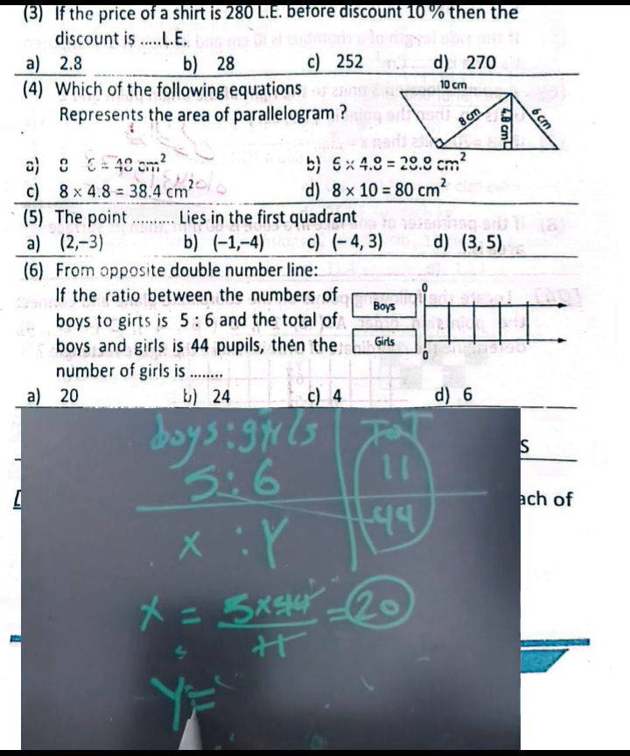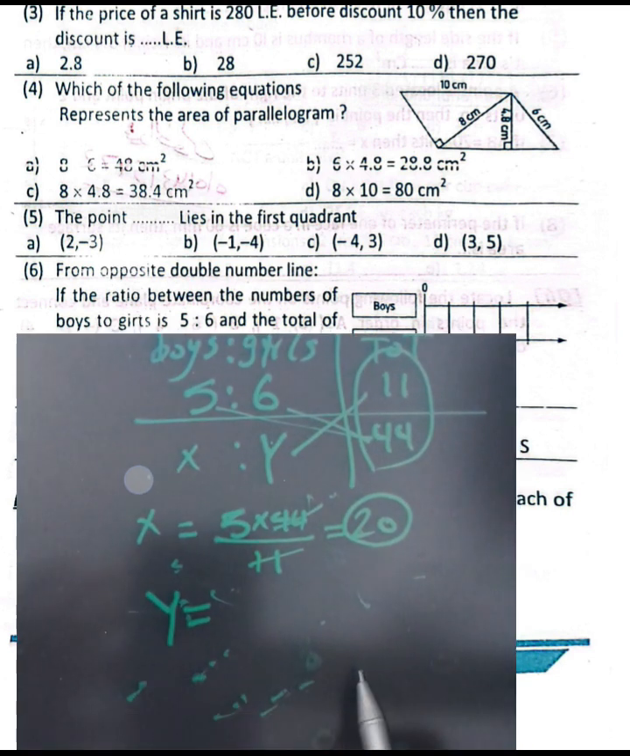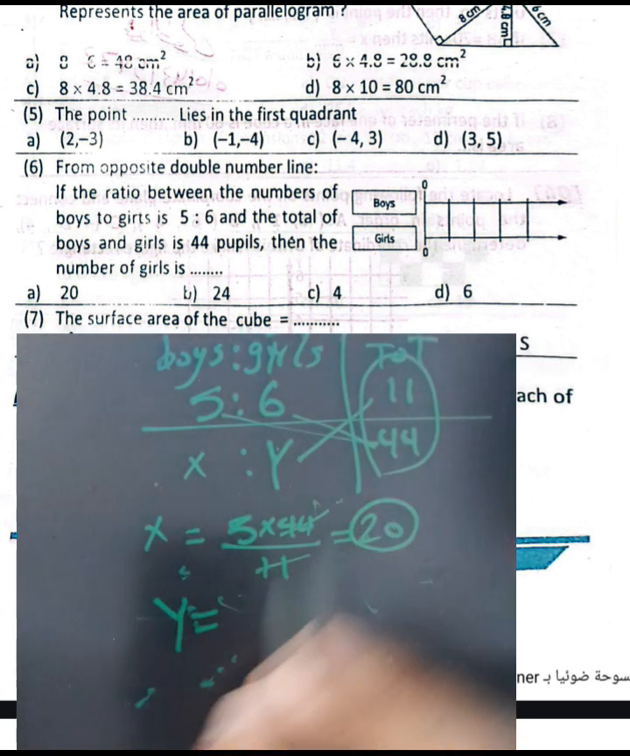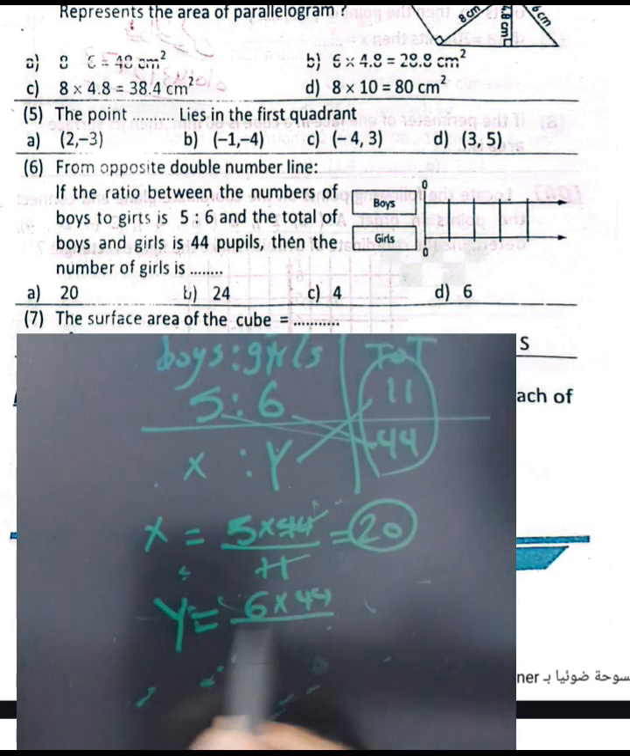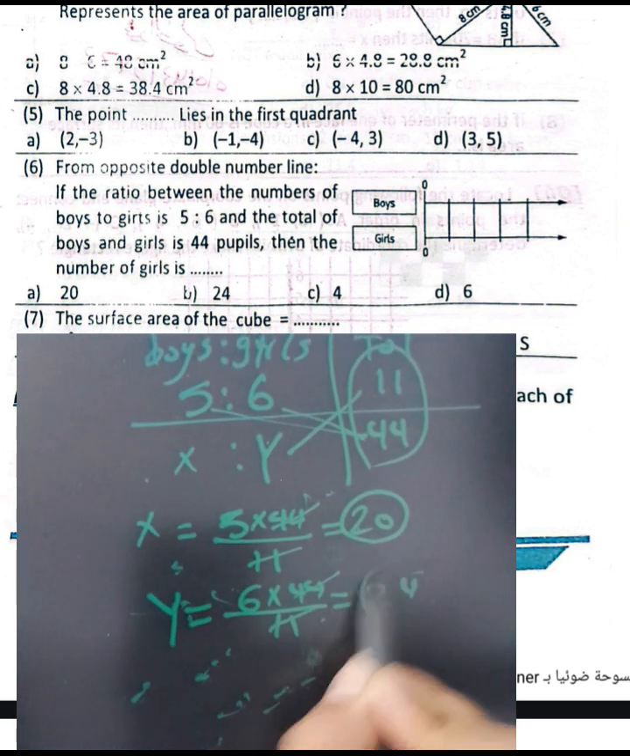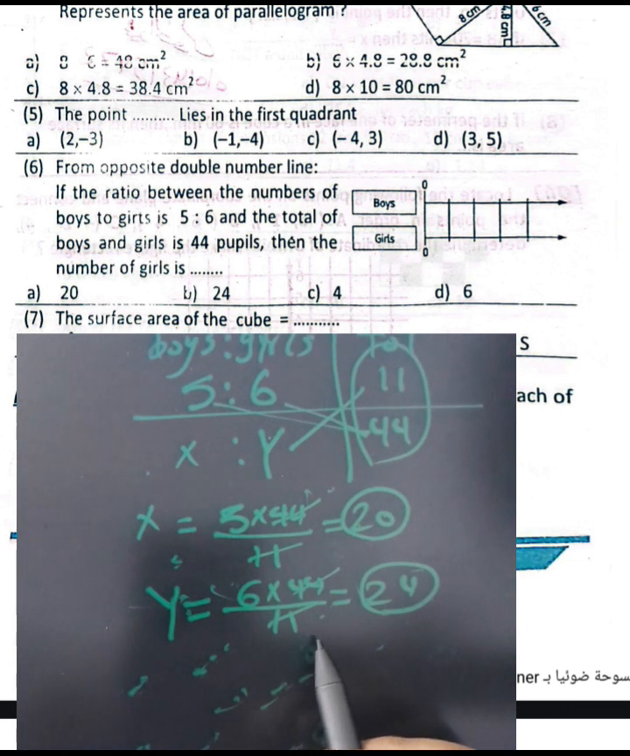And the value of y, the number of girls, will be 6 times 44 over 11. 44 divided by 11 is 4. 4 times 6 equals 24. Then the number of girls will be 24. Choose letter B.